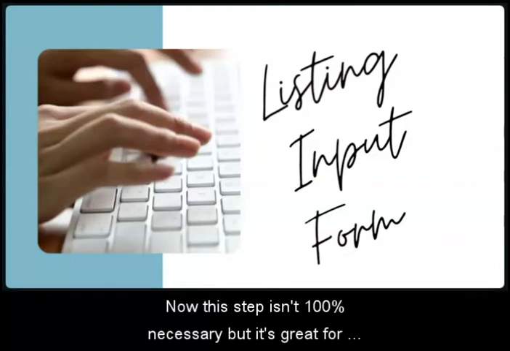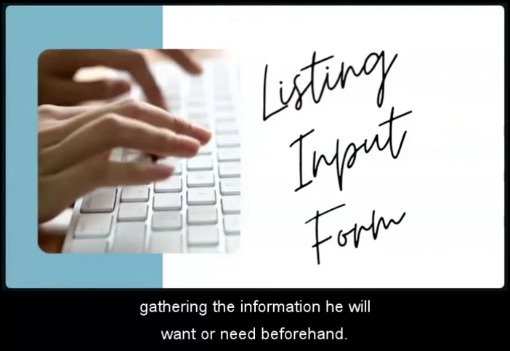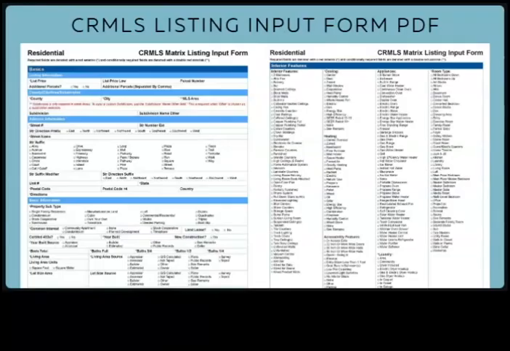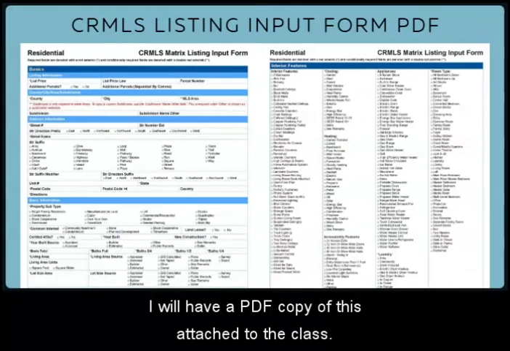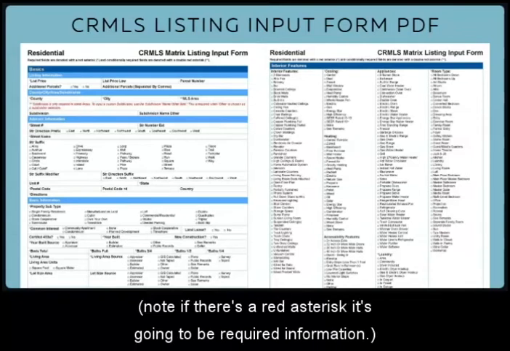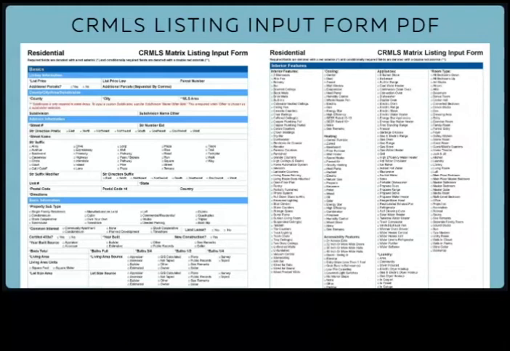Now this step isn't 100% necessary, but it's great for gathering the information you will want or need beforehand. This is what the CRMLS matrix listing input form looks like. I will have a PDF copy of this attached to the class. Note, if there's a red asterisk, it's going to be required information.